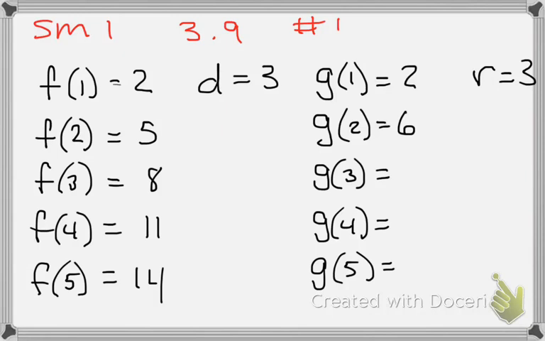6 times 3? Oh, sorry. That's okay. 18 times 3? 54. Good job. 54 times 3? 162. Well done. And that's what they're asking for on number 1.